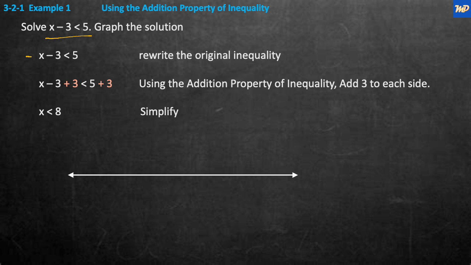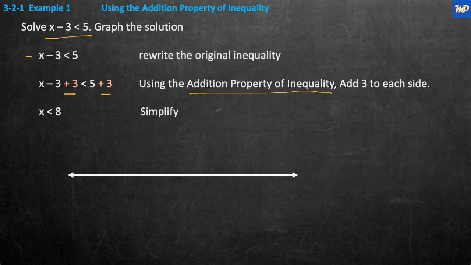So just make sure that you're working on the same problem that they're asking, okay? So once we do that, we have to get the x by itself, the same as we did with the equations. And in order to do that, we're going to use the addition property of inequality, which means that we have x minus 3, we're going to add 3 to both sides.